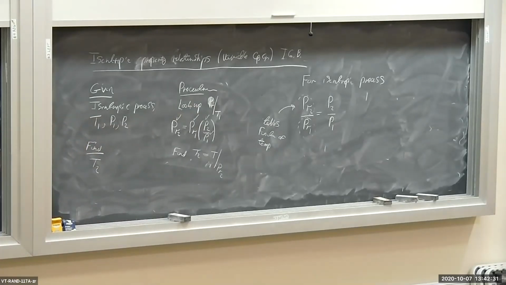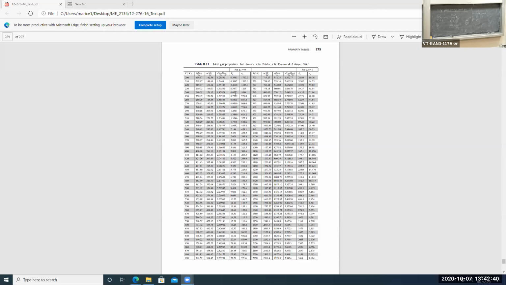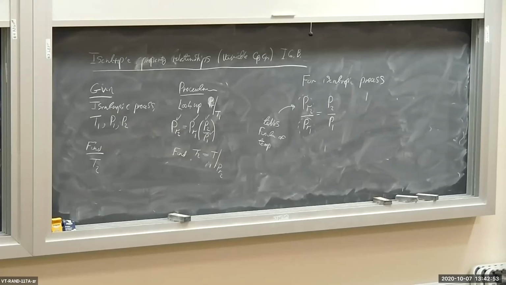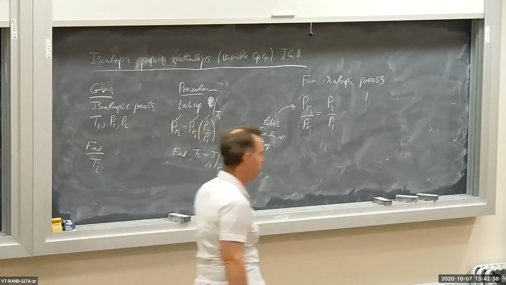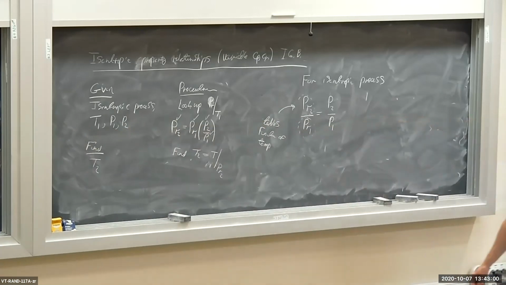So once you have PR2, you would go to your table. So let's say you knew what PR2 was at state 2. You would find it and then go over and get the final temperature at state 2. So this procedure allows you to calculate temperature changes as a function of pressure using reduced pressures, and this incorporates variable specific heat.